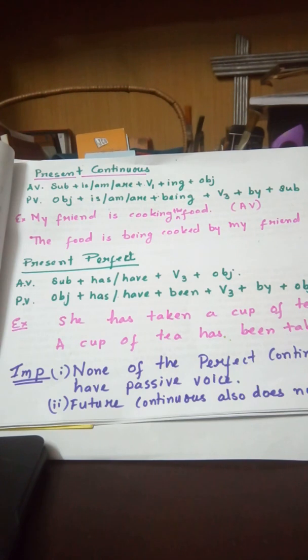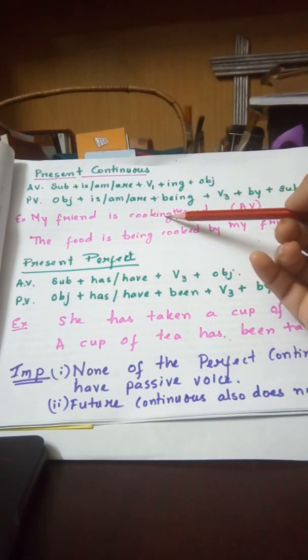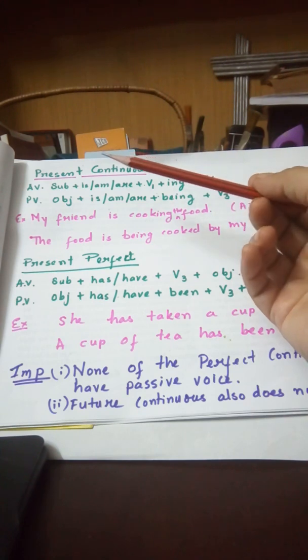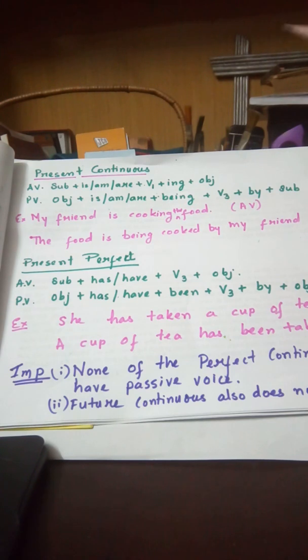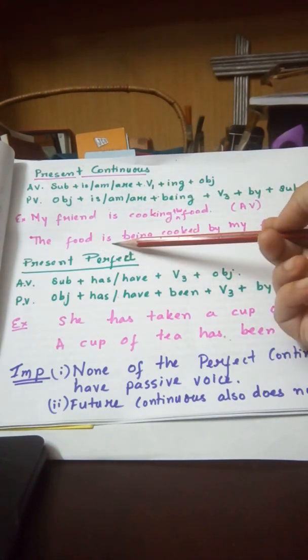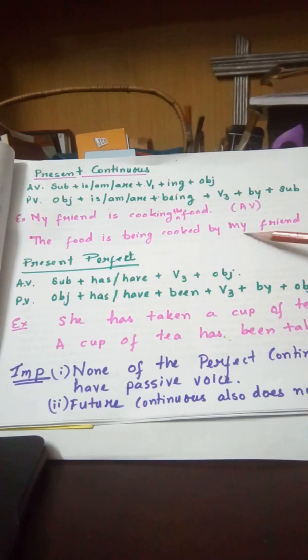So without much ado, let's go into the example. The structures are a bit confusing, but the more you practice them, the easier they will become to remember. Please do practice. So the example is, say, my friend is cooking the food. Here my friend is the subject, is is the auxiliary, cooking is the verb, and the food is the object. My friend is doing something, he is the doer, so the sentence is in active voice. Let us change it into passive. The food, which is the object here, becomes the subject in the passive sentence. The food is, the new word that we introduced, being, cooked, the V3 form of cook, by my friend. My friend, who was the doer, has become the object here. Subject in the active sentence becomes object in the passive sentence.